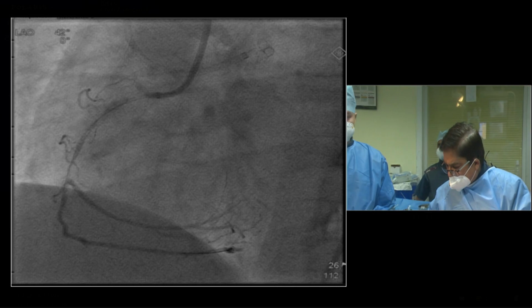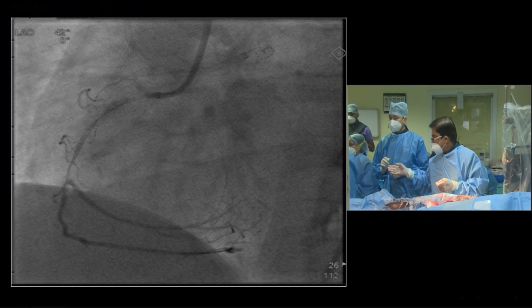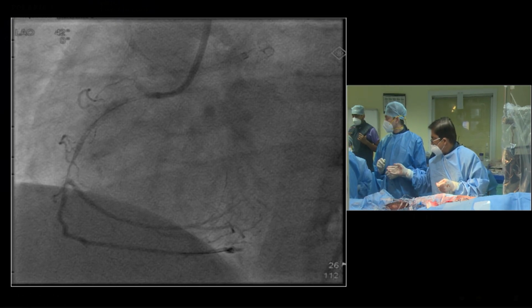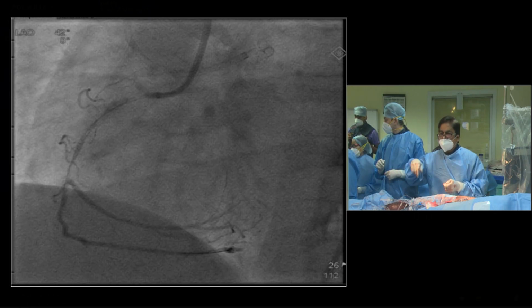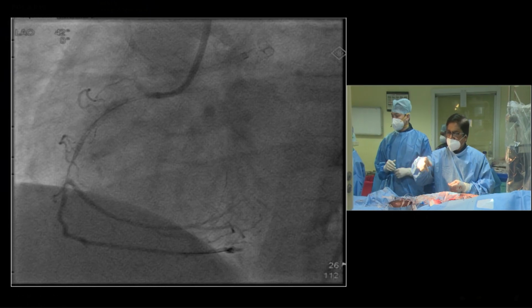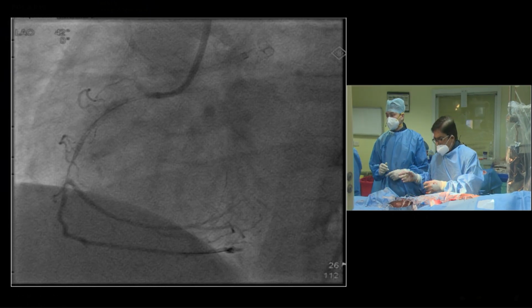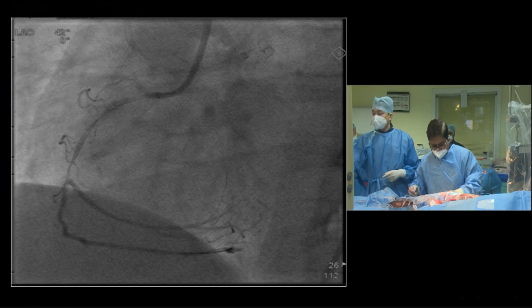And there is tightening. Give me a 2 mm balloon. Oxford balloon, give me a 2 balloon, please. Give me a 20 balloon. New York and Oxford is also one.